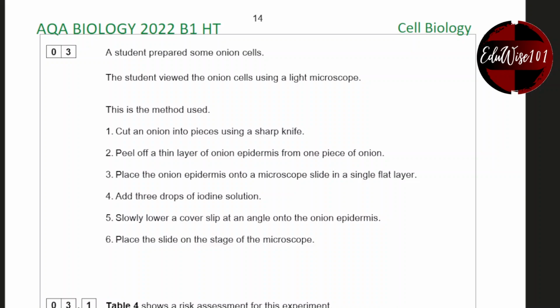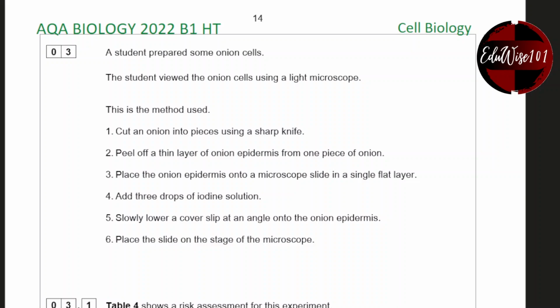In this video, I'm going to go through question number 3 from the AQA Biology 2022 Biology Paper 1 higher tier. This question is on the topic of cell biology, and it's actually referring to the microscopy required practical. A student prepared some onion cells. The student viewed the onion cells using a light microscope. This is the method used.